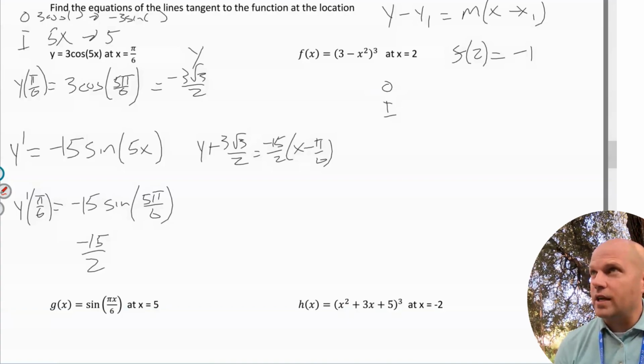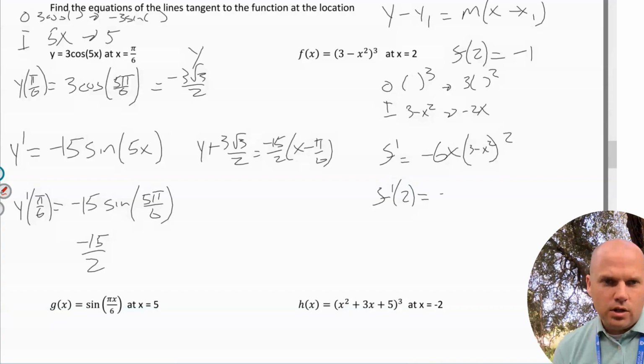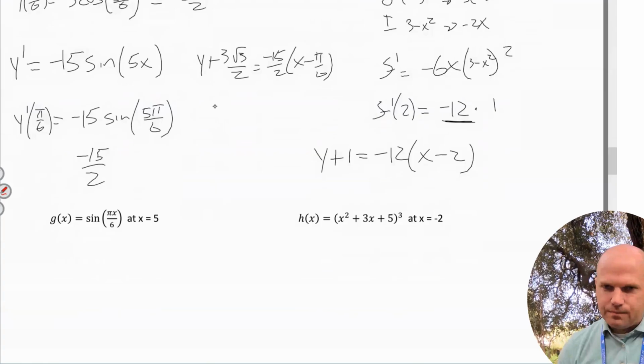So I got parentheses cubed. I got 3 minus x squared. Three parentheses squared, negative 2x. Slope equation is negative 6x parentheses squared. What starts in the parentheses stays in the parentheses. The slope at 2 is negative 12 times negative 1 squared, which is positive 1. So the slope is negative 12. Y plus 1 equals m, x minus 2. Great. Next.